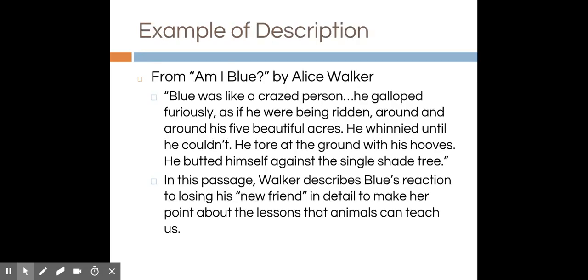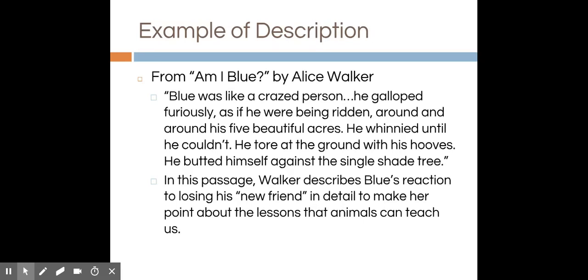So this comes from an essay called Am I Blue by Alice Walker. And in this essay, Walker is telling the story of this horse who loses his mate, and she's making some bigger connections to racism in society. So she's got this description of Blue the horse. "Blue was like a crazed person. He galloped furiously as if he were being ridden around and around his 5 beautiful acres. He whinnied until he couldn't. He tore at the ground with his hooves. He butted himself against a single shade tree." So you can hear maybe him whinnying, or him tearing at the ground with his hooves is a very stark description of something. You can really picture him digging his hooves in and pulling that out.